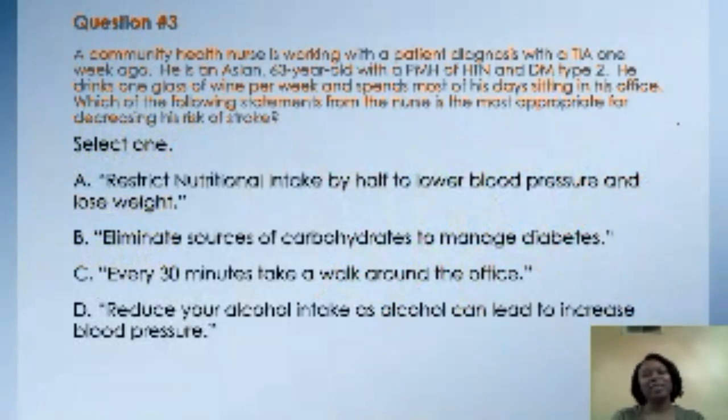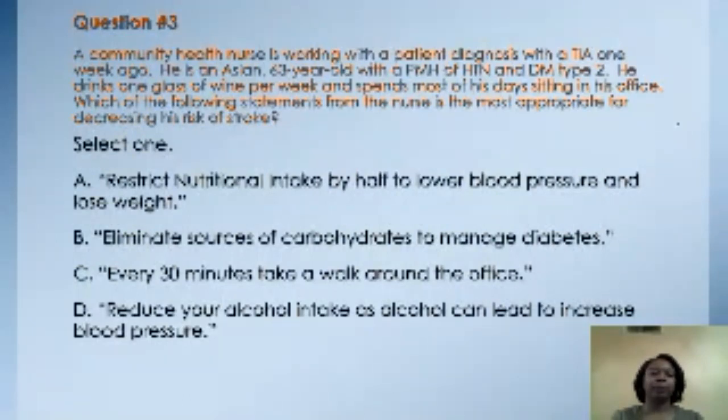Going good. Question number 3. A community health nurse is working with a patient diagnosed with a TIA 1 week ago. He is an Asian 63-year-old with a past medical history of hypertension and diabetes. He drinks 1 glass of wine per week and spends most of his days sitting in his office. Which of the following statements from the nurse is the most appropriate to decrease his risk of CVA or stroke?